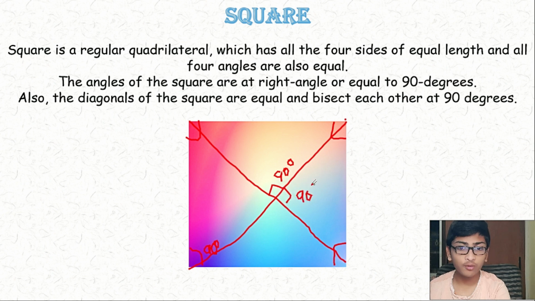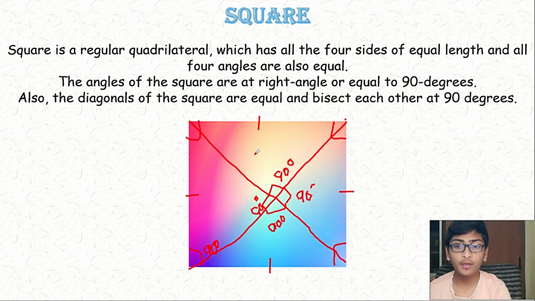Here, at all 4 corners, the angle is exactly 90 degrees, and the diagonals bisect each other at the center of the square. These are the 4 sides, and the lengths of these sides are also equal. If this is 2 centimeter or 2 meter, then all will be 2 centimeter or meter. All sides are equal in length, and all 4 angles are also equal.